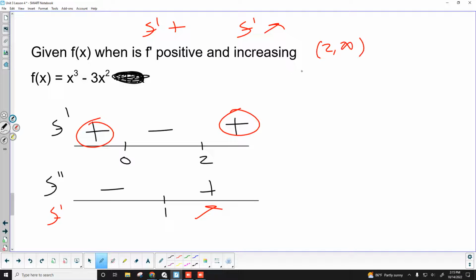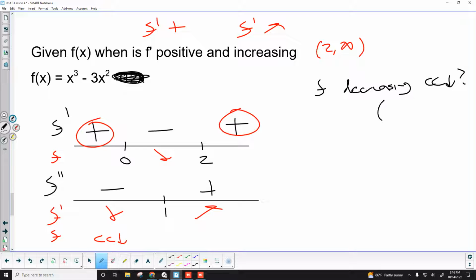Ready? Here's another question. When is F decreasing concave down? When is F decreasing concave down? F is decreasing. F is concave down from 0 to 1. How do we do on that?